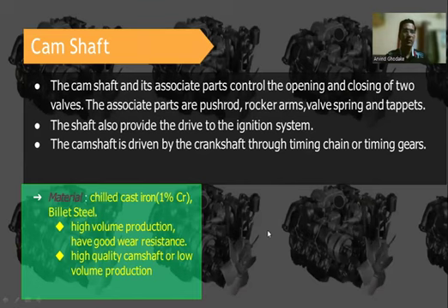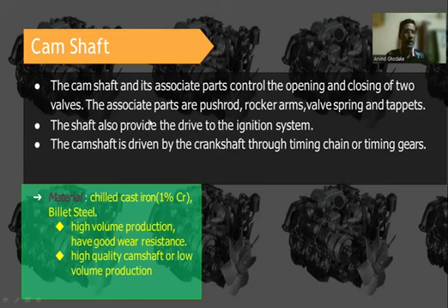The next component is the camshaft. The camshaft and its associated parts control the opening and closing of the two valves, that is, the inlet valve and the exhaust valve. The associated parts are the push rod, rocker arms, valve springs, and tappets. The camshaft also provides the drive to the ignition system. The camshaft is driven by the crankshaft through a timing chain or timing gears.